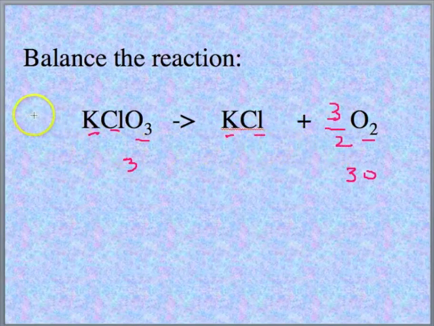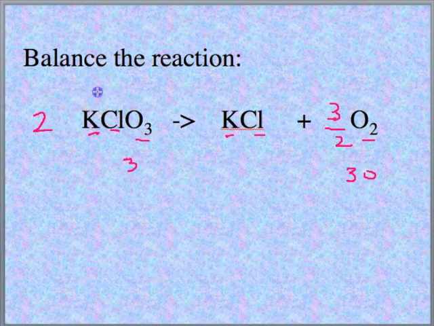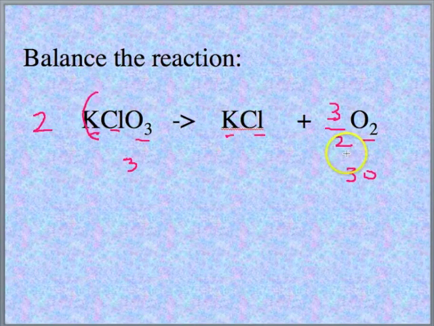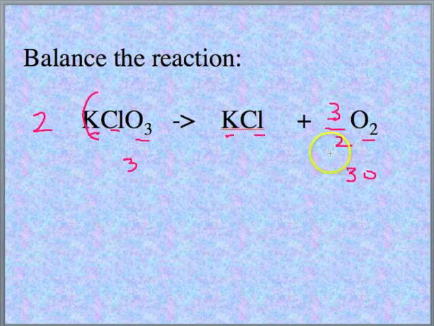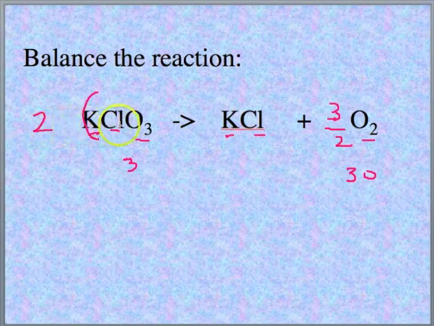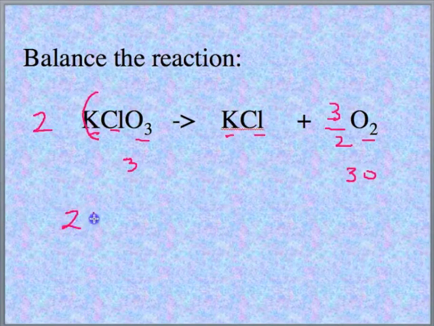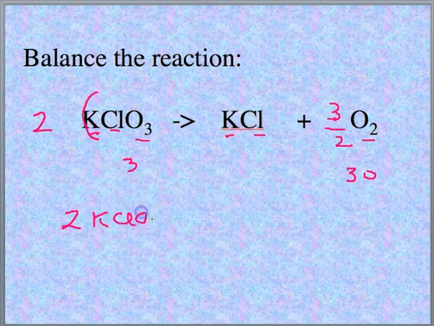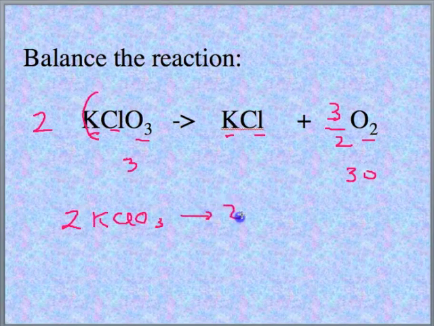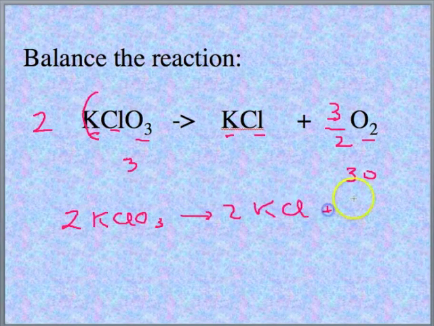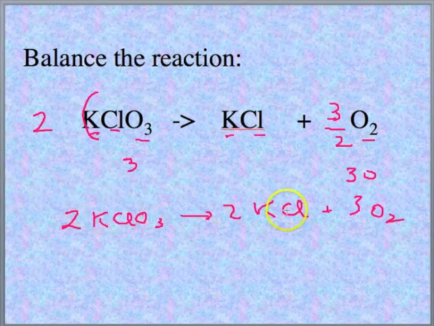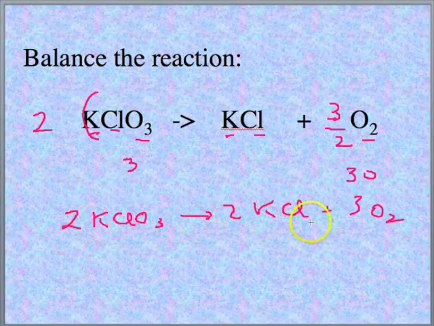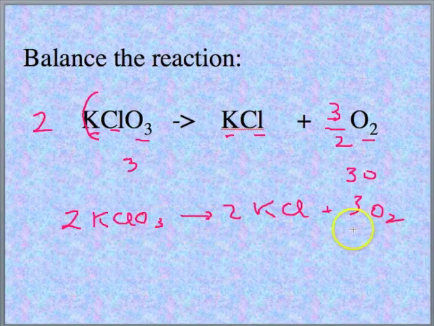I can't leave it as an improper fraction. So what I'm going to do is take this entire equation and multiply it by the denominator, the 2, in the improper fraction denominator. I'm going to multiply every term by 2, both reagent side and product side. So when I'm done, I'll have 2 KClO3, and I'll have 2 KCl, and I'll have 3 O2. And this is still balanced. 2 potassium on both sides, 2 chlorines on both sides, and 6 oxygen on both sides.